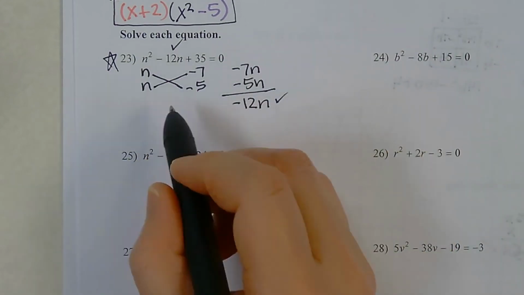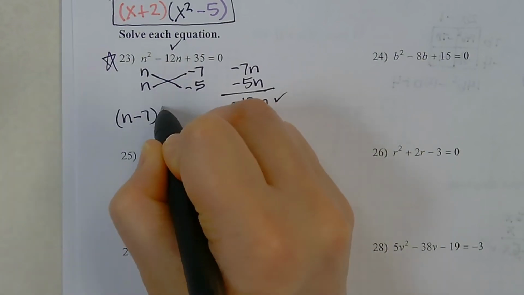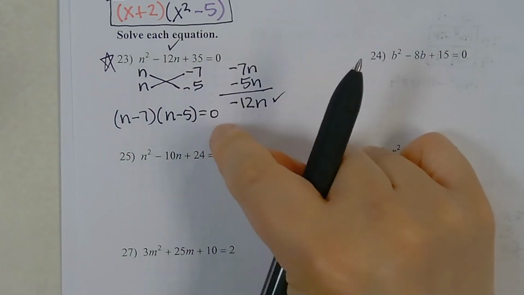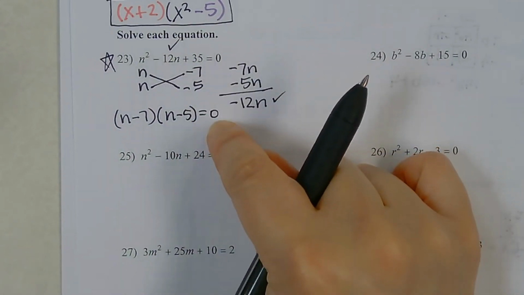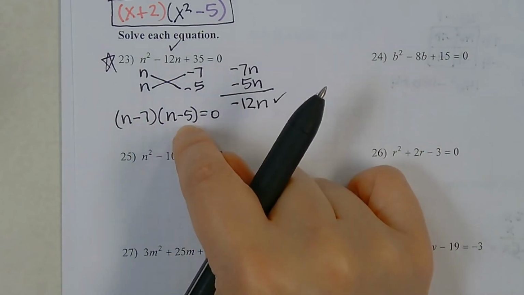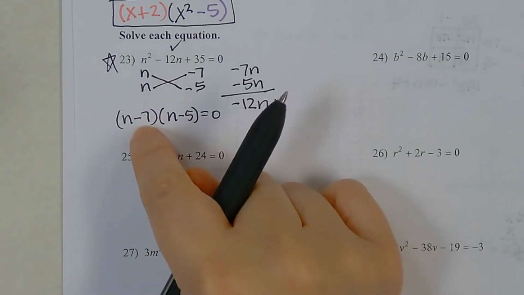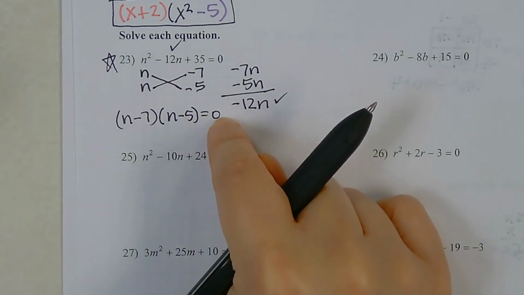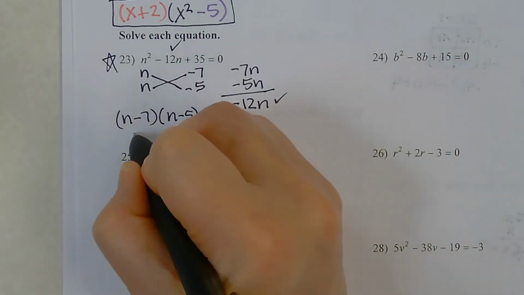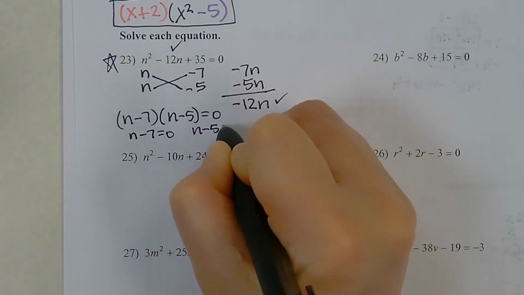All right, so now again, we're going to go straight across. So n minus 7, and this is going to be n minus 5. And this is in factor form. Don't forget the equals 0 because we're actually not stopping here. We need to solve for n, right? So remember, if we have two factors that are multiplying, one of these two has to equal 0 in order for this to equal 0, right? So we're going to just use the zero product property. So we're going to go n minus 7 is equal to 0, and n minus 5 is equal to 0.